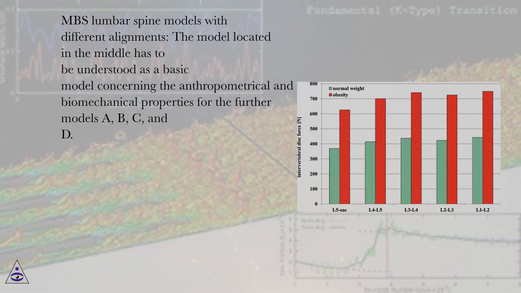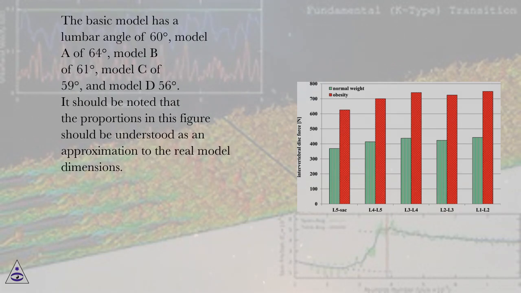MBS lumbar spine models with different alignments. The model located in the middle has to be understood as a basic model concerning the anthropometrical and biomechanical properties for the further models A, B, C, and D. The basic model has a lumbar angle of 60 degrees, model A of 64 degrees, model B of 61 degrees, model C of 59 degrees, and model D 56 degrees.